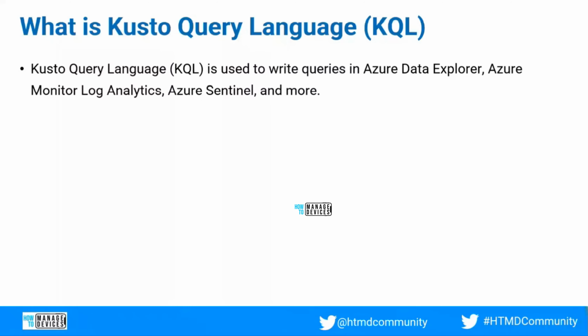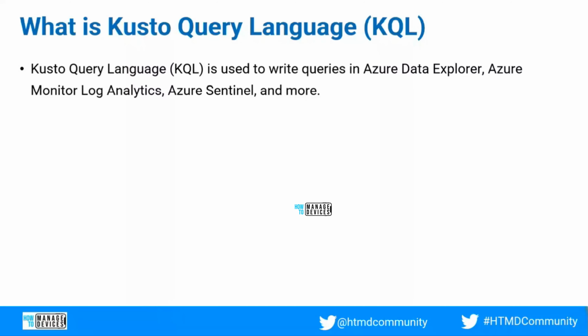Okay, so for KQL, I have made a few points for you. KQL, or the Kusto Query Language, is used to write queries in Azure Data Explorer, Azure Monitor Log Analytics, Azure Sentinel, etc. So what does it mean? It supports only the cloud. Now we are working with Intune, so you can fetch the details using the KQL query language from the cloud resources. That's what I'm trying to say here. Hope it makes sense for you.